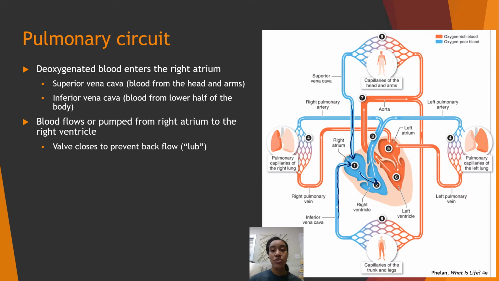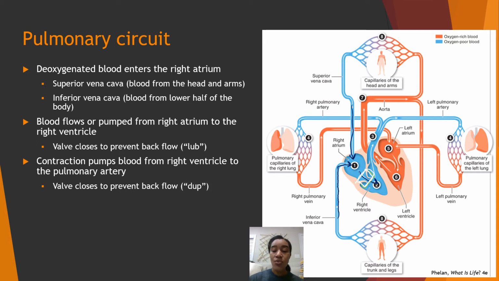to the right ventricle. Once the blood has traveled to the right ventricle, there's a valve contained right here that will close. And that valve helps to prevent blood from backflowing from the ventricle into the atrium once the ventricle contracts. That valve closing actually makes a noise that you can hear when you hear someone's heartbeat. It's the lub noise when you hear people's heart that goes lub dub. That's that noise, that valve closing.